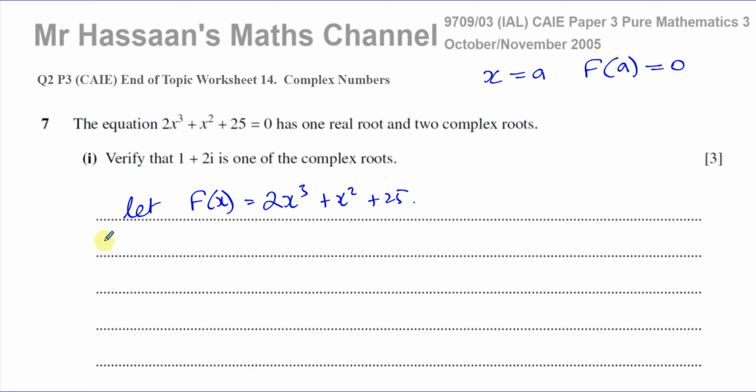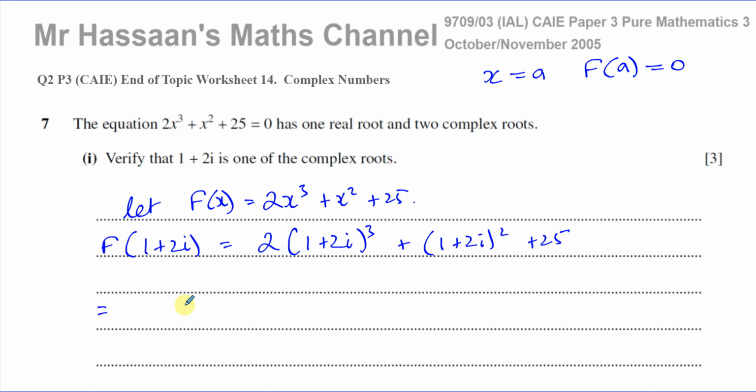So we're going to find what happens when we substitute the root, which is 1 plus 2i, into this function. You'll have 2 times 1 plus 2i cubed, plus 1 plus 2i squared, plus 25. Now if this comes out as 0, then we know this is a root. So let's see what happens. It should come out as 0, because we're told to verify it.